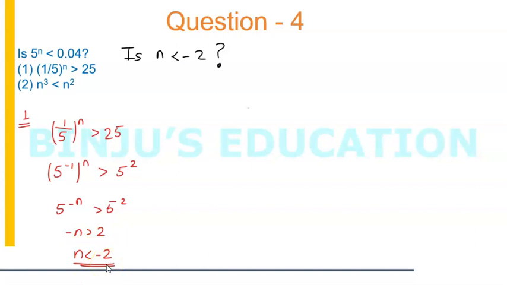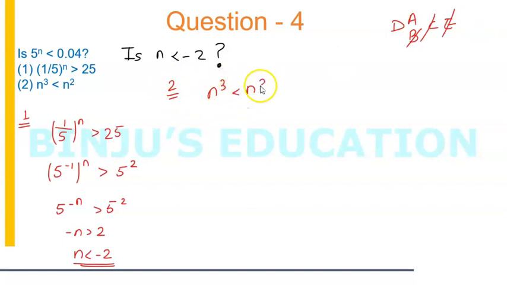So do we have a conclusive answer for the question, is n less than minus 2? Yes, we do. n is less than minus 2, which means when you write the options A, B, C, D, E, options B, C, E all three go out. We have a conclusive result that n is less than minus 2. Okay, second statement.